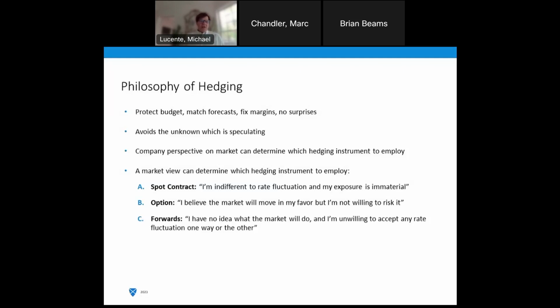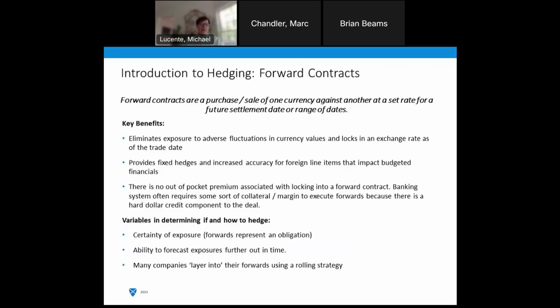You're simply setting a rate for a future date today. And in that case, you're saying, hey, I don't know what the market's going to do, but I don't want to worry about it. I want to lock up that rate now and be certain what's happening.